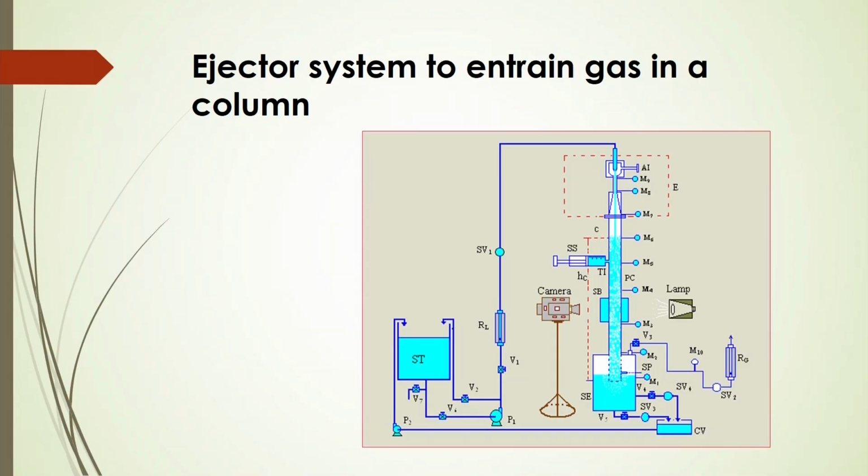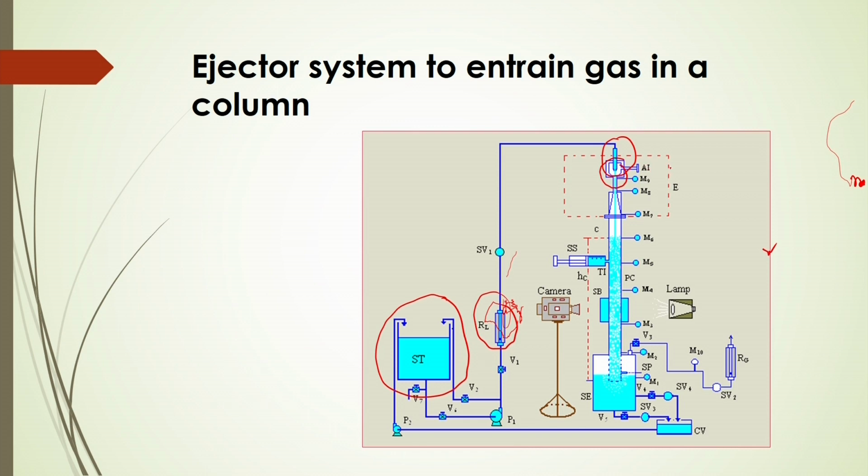Now, see the ejector system to entrain gas in a column, as shown in the figure. It shows how this liquid jet is producing finer bubbles. So, this is the storage tank. From this storage tank, the liquid will be allowed to pass through this rotameter, and this rotameter will give you the measurement of the liquid flow rate, and after that this liquid will be coming through this nozzle, and this nozzle will produce the liquid jet and it will come through this suction chamber.